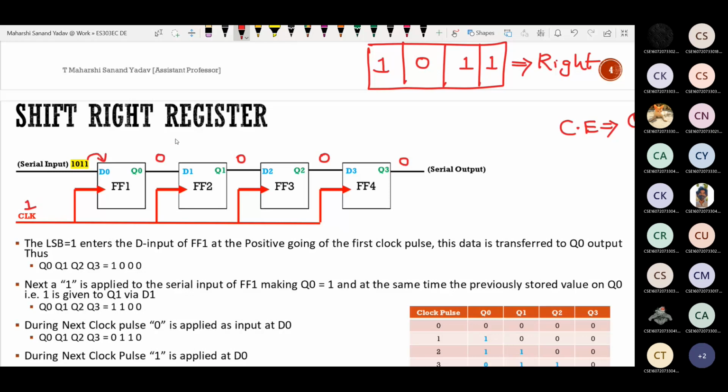If you are applying 1 to D0, what will be Q0? 1. If D0 is equal to 1, Q0 will also be equal to 1. According to the characteristic equation, Qn plus 1 will be equal to D. So now the 0 changes to 1. After the first clock pulse, the content is 1, 0, 0, 0.